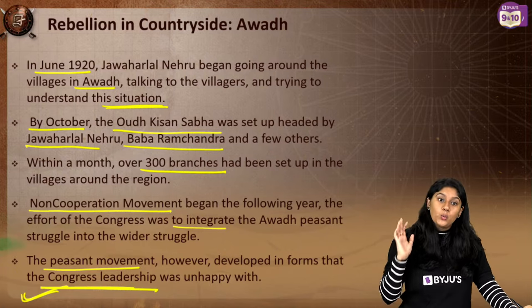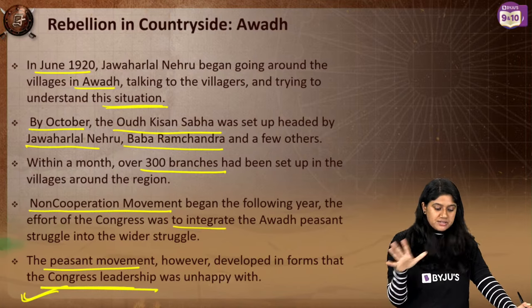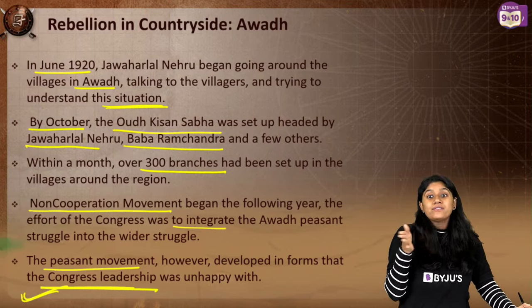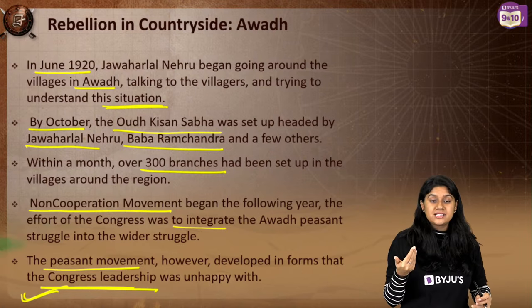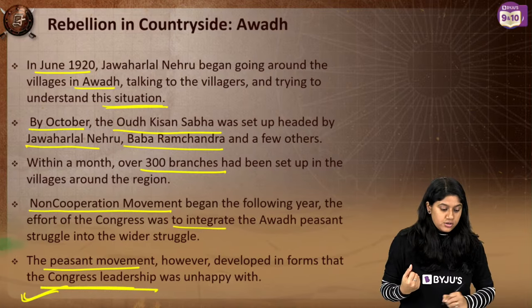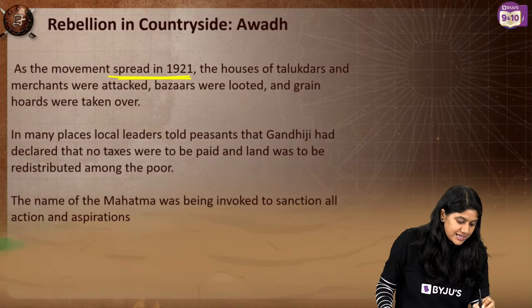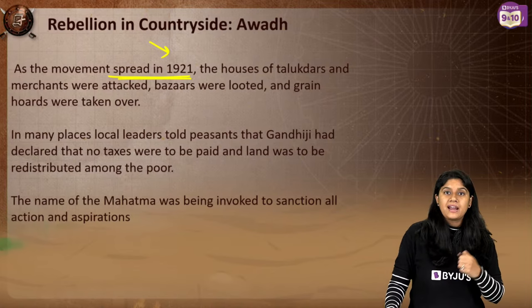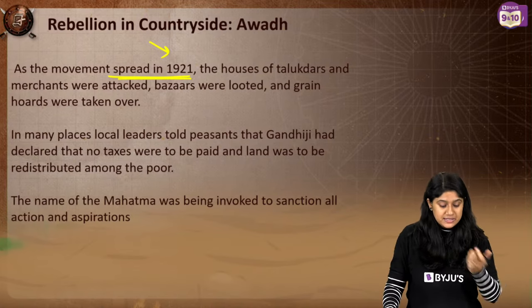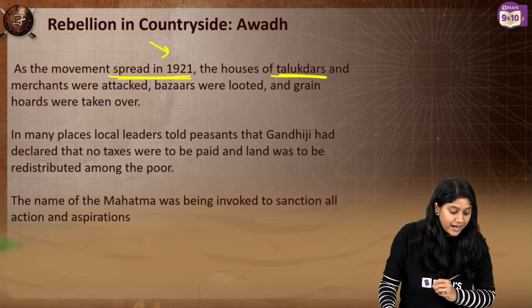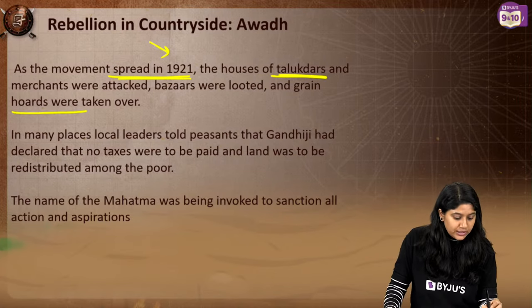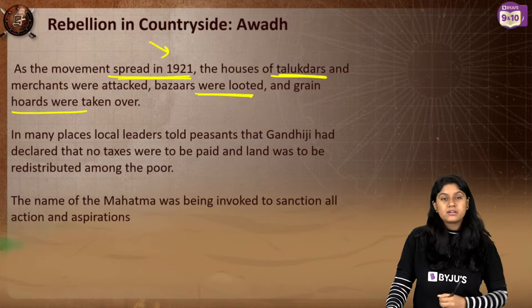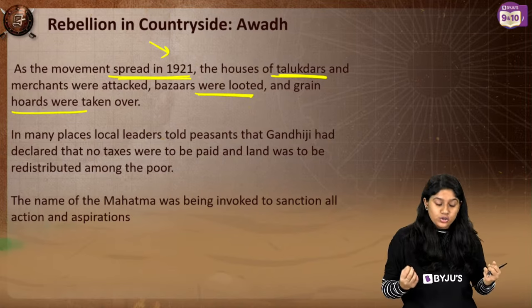So what we saw, the peasants went a little bit off track, and we saw violence happening, which was definitely against the non-cooperation movement and Gandhiji's vision. In 1921, the farmers and the peasants actually attacked the houses of talukdars and landlords. They looted the goods, the bazaar and the grains altogether.